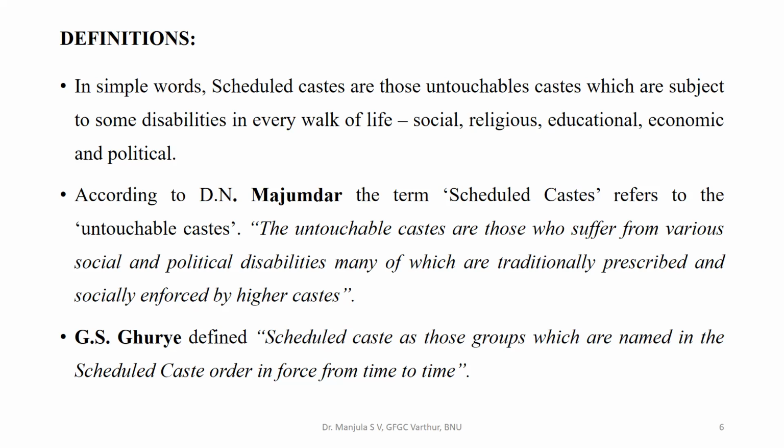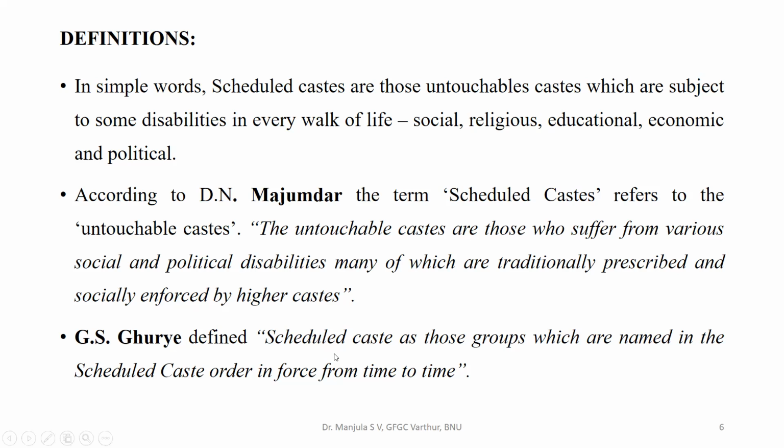According to D.N. Majumdar, the term scheduled caste refers to the untouchable castes. The untouchable castes are those who suffer from various social and political disabilities, many of which are traditionally prescribed and socially enforced by higher castes. Here, untouchable castes suffer various problems, social and political, because sometimes it might be traditionally prescribed, or sometimes the higher caste people enforce the disabilities on the scheduled caste people.